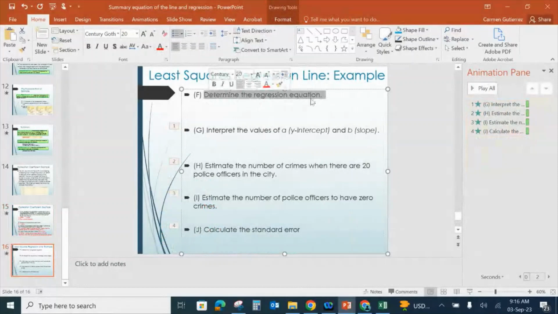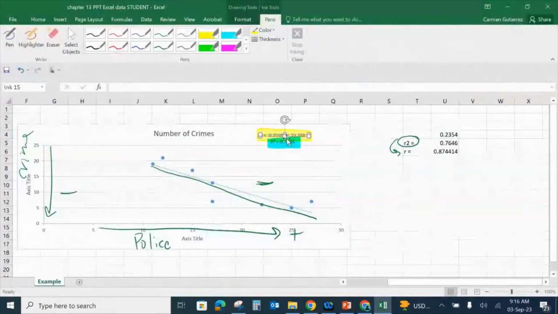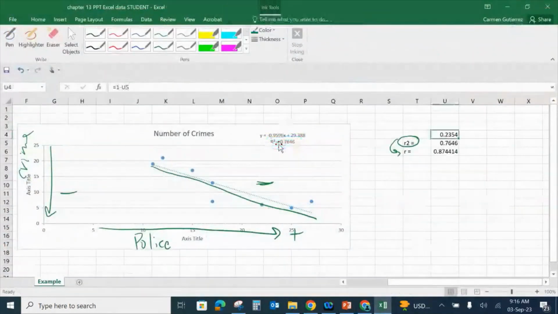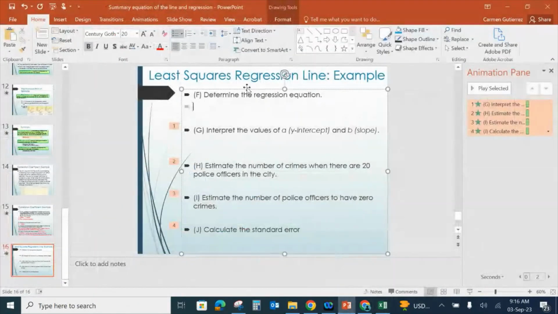Determine the regression equation. The regression equation is the same as the equation of the line, okay, which we have here. So I'm just going to grab it from here and copy it. Control C, and I'm going to bring it here. Okay, that is my regression line. Regression equation, regression line, same thing. The slope also has a direction. It's negative because the line is going down.